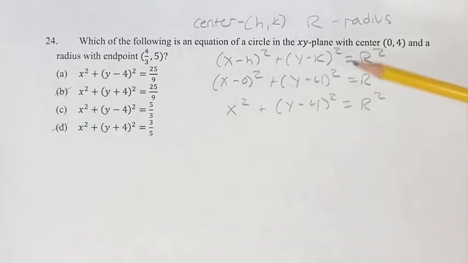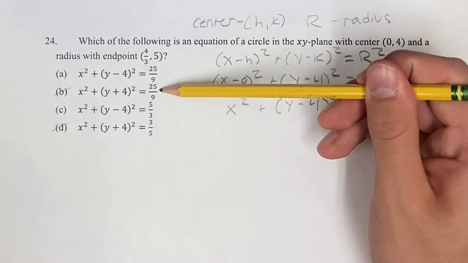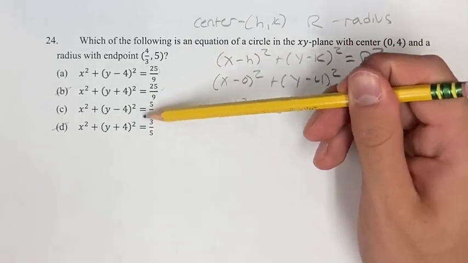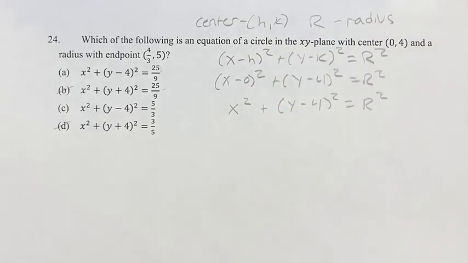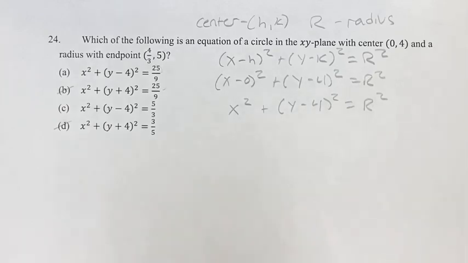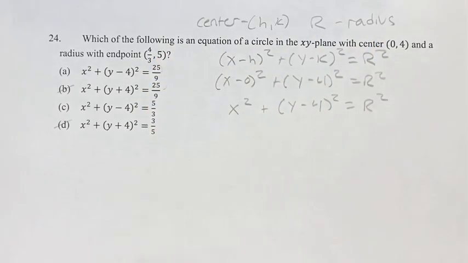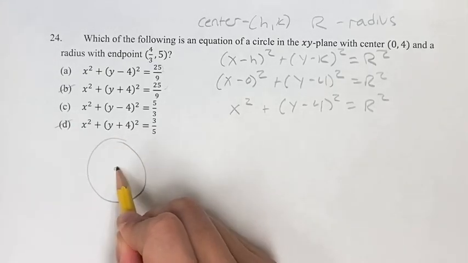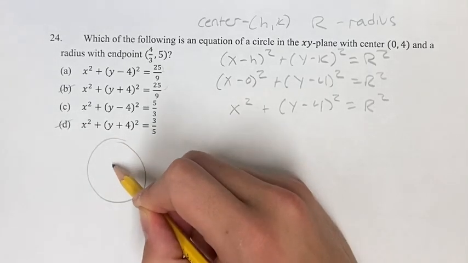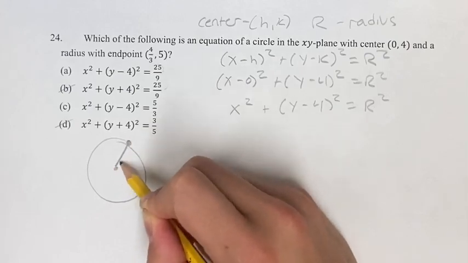So now we just need to know, is r² equal to 25/9, looking at this, or is it equal to 5/3? So to do that, we're actually going to have to find the radius. So we know the radius is going to be the distance between the center and the endpoint, right? Because if you have a circle here, this is your center, that's your endpoint. The distance between them is the radius.